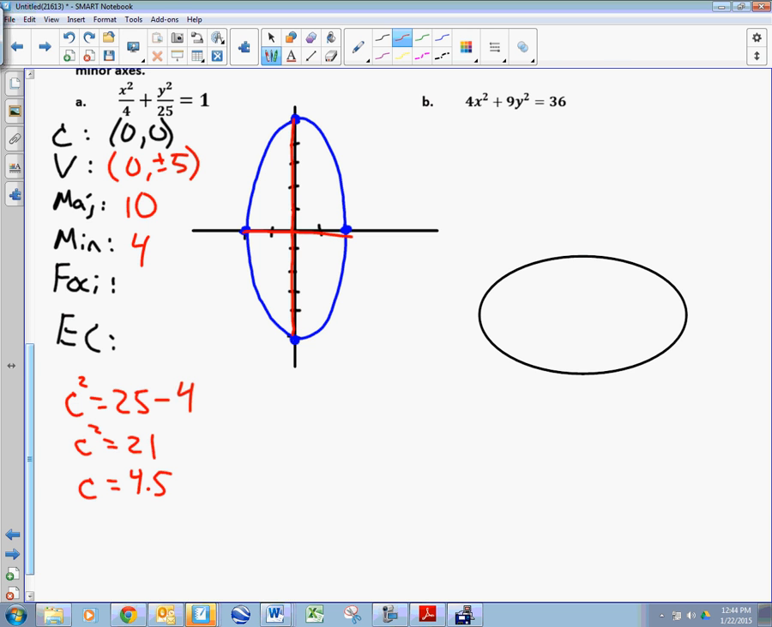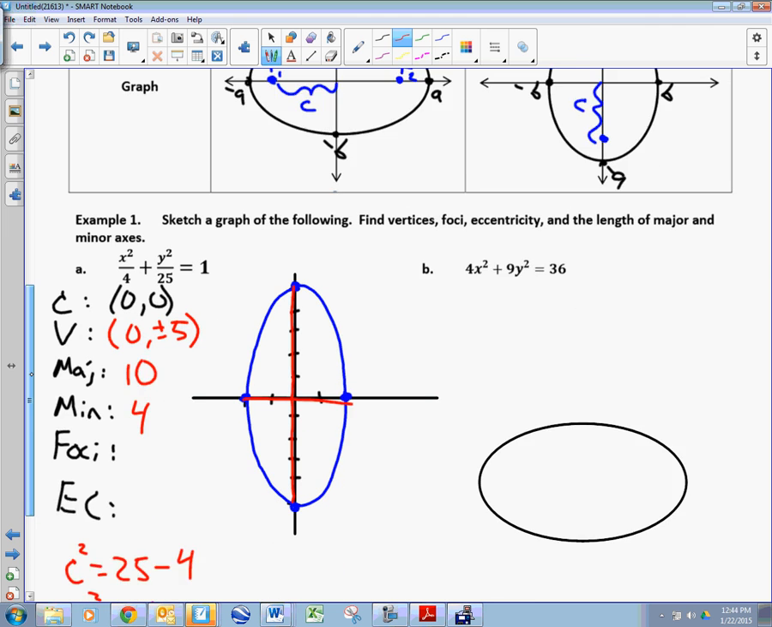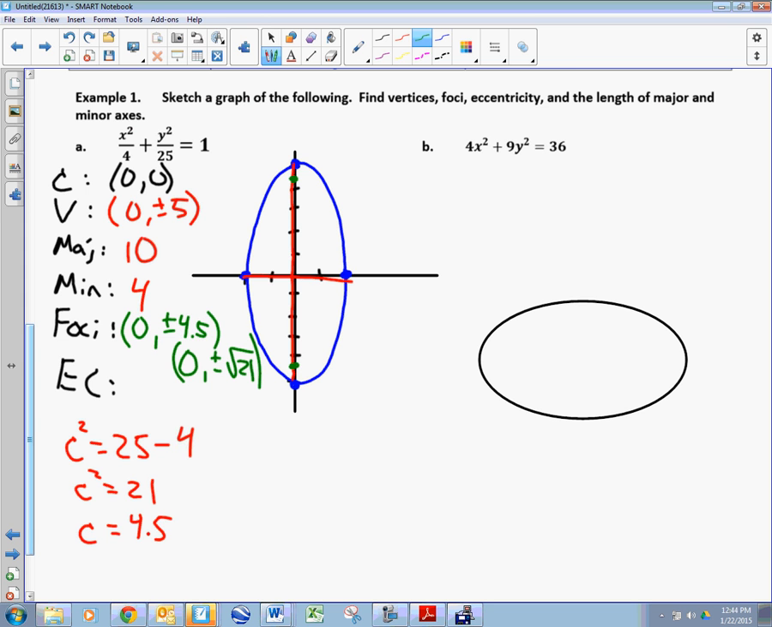Nope. We're looking for a distance, so we keep it positive. Foci. So I'm going to go 4.5 units. The foci always sit along the major axis, so they sit in the direction that's stretched. So I just go 4.5 up, 4.5 down. So you could write the foci as 0 and then plus or minus 4.5, or you could write it as 0 plus or minus the root of 21. However you want to write it is fine. I'll accept either on the test.